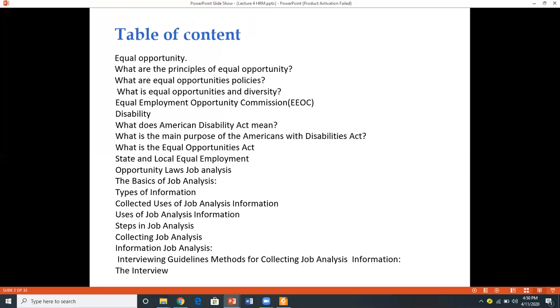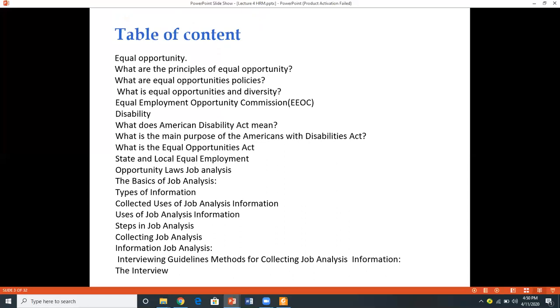In the table of contents, we will discuss equal opportunity. What are the principles of equal opportunity? What are the equal opportunity policies? Equal opportunity diversity, equal opportunity commission, disability. What does the Americans with Disabilities Act mean? What is the main purpose of the Americans with Disabilities Act? What is the Equal Opportunity Act?